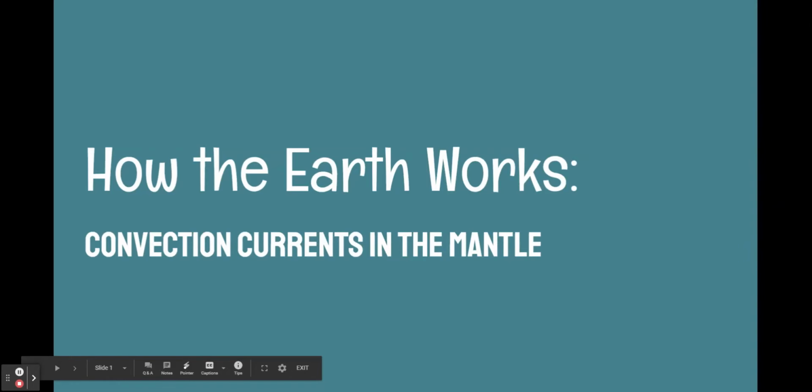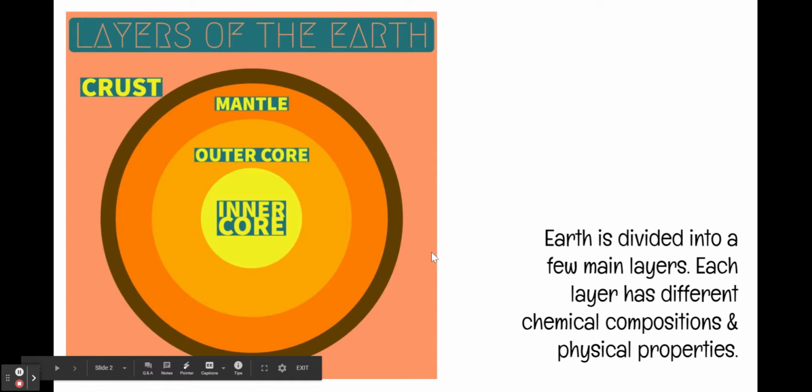Hi friends, in this video we are going to talk about how the Earth works, specifically convection currents in the mantle. So you likely already learned about basic layers of the Earth, so this is going to be just a little bit of a review. The Earth is divided into a few main layers, and each layer has different chemical properties and different physical properties.